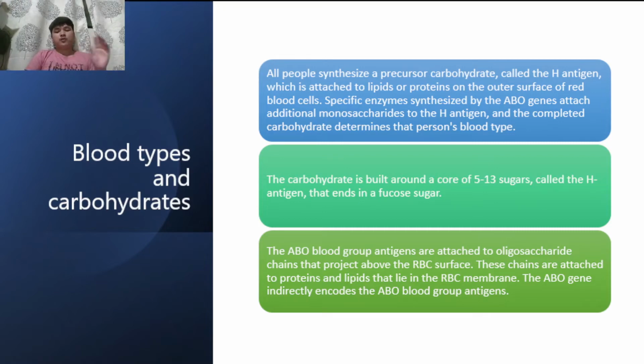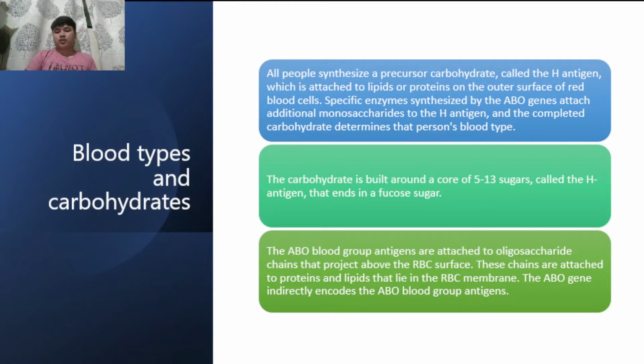There are many blood groups in the human population, including ABO, Rh, Kidd, Kell, Duffy, MNS, and Lewis. But the most important of these are ABO and Rh. The carbohydrate is built around a core of 5 to 30 sugars called the H antigen that ends on a fucose sugar. This antigen is a precursor to each of the ABO blood group antigens, apparently present in all people except those with the Bombay blood phenotype.